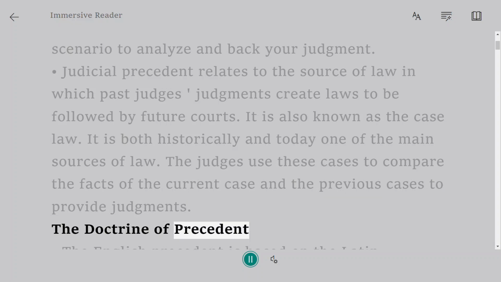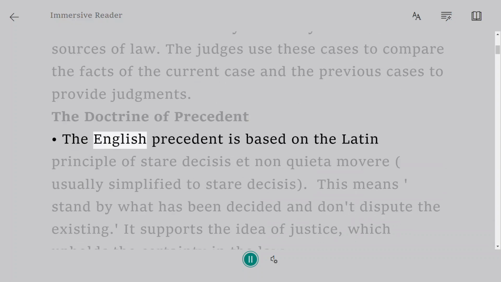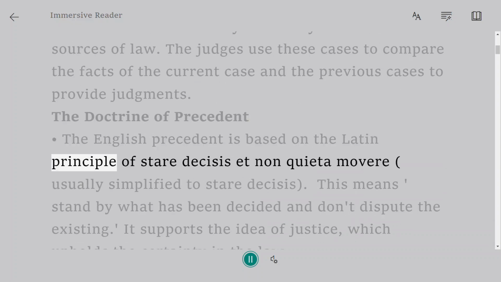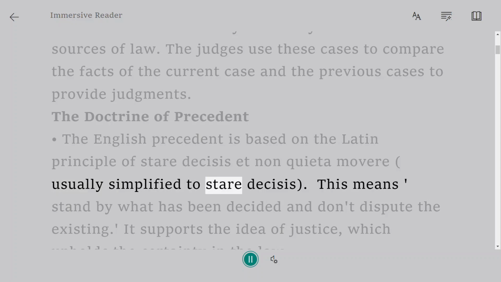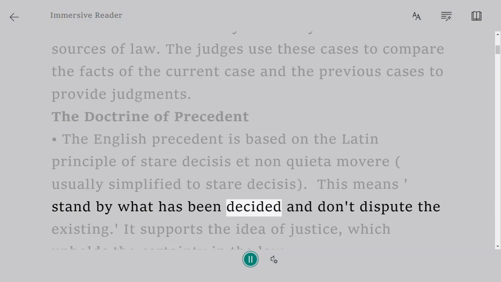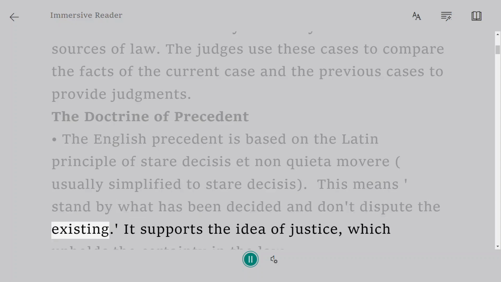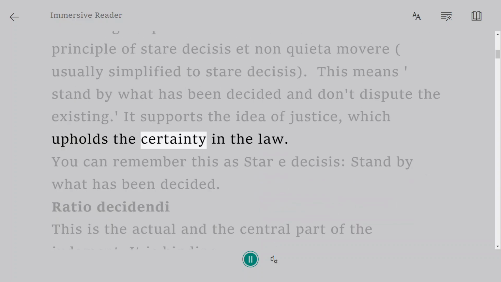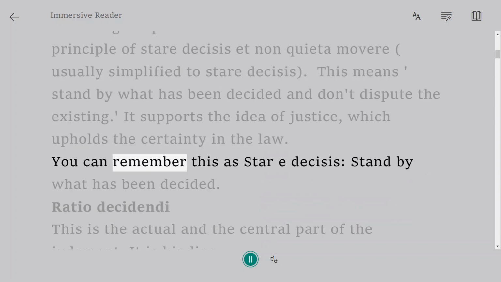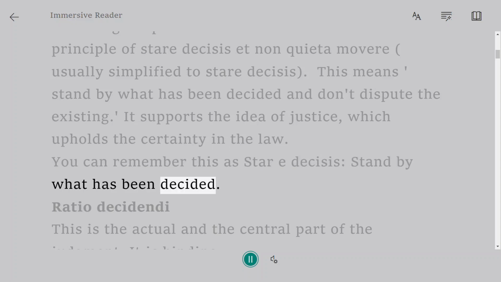The Doctrine of Precedent. The English precedent is based on the Latin principle of stare decisis et non quieta movere, usually simplified to stare decisis. This means stand by what has been decided and don't dispute the existing. It supports the idea of justice, which upholds certainty in the law. You can remember this as stare decisis, stand by what has been decided.